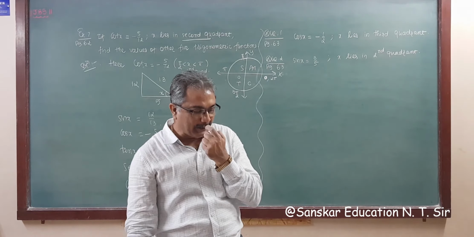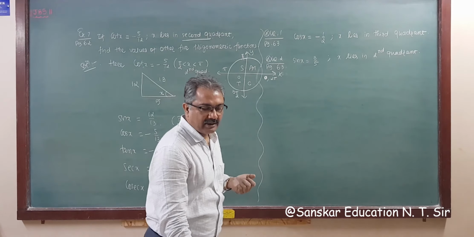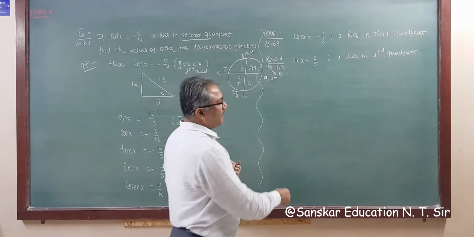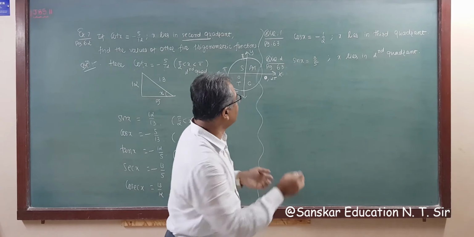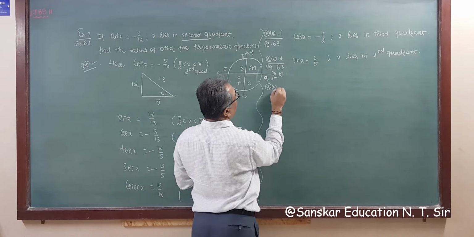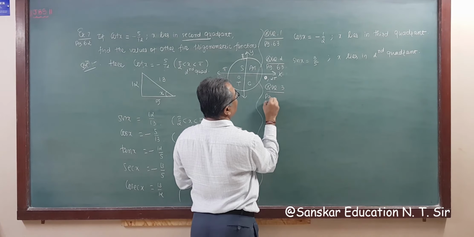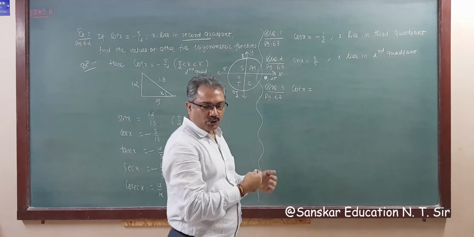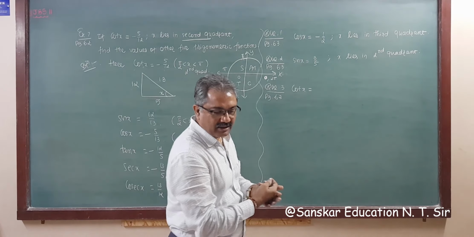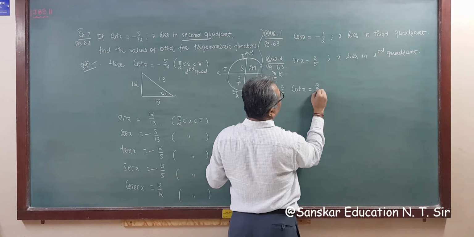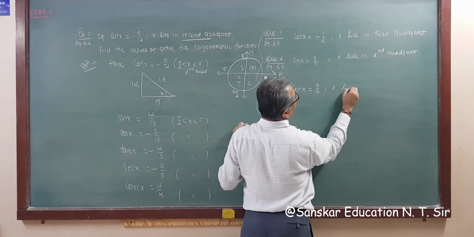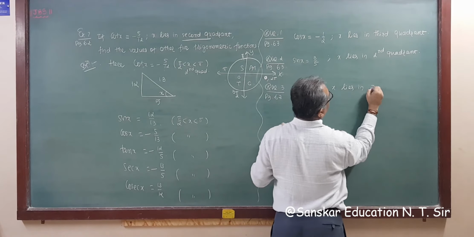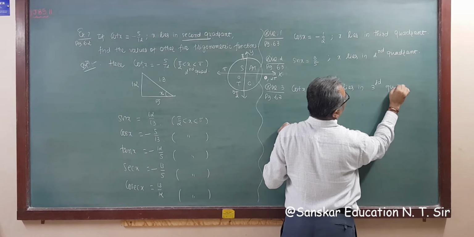Okay. Then the third question is given cot x is equal to 3 by 4. So question number 3, page 63. Cot x is equal to 3 by 4 and x lies in the third quadrant.